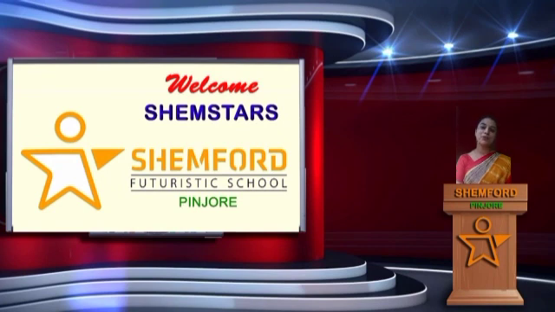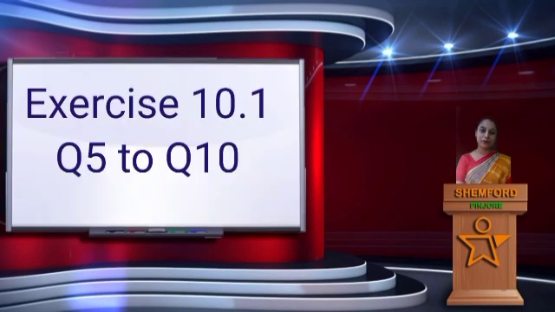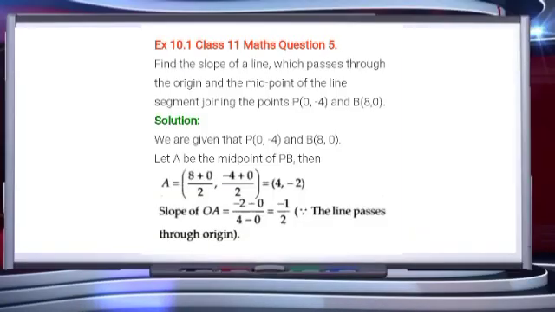Students, today we are starting with question number 5 of our exercise 10.1 and try to finish till question number 10 today. So, students, the fifth question is: find the slope of a line which passes through the origin and the midpoint of the line segment joining the points P(0, -4) and B(8, 0).